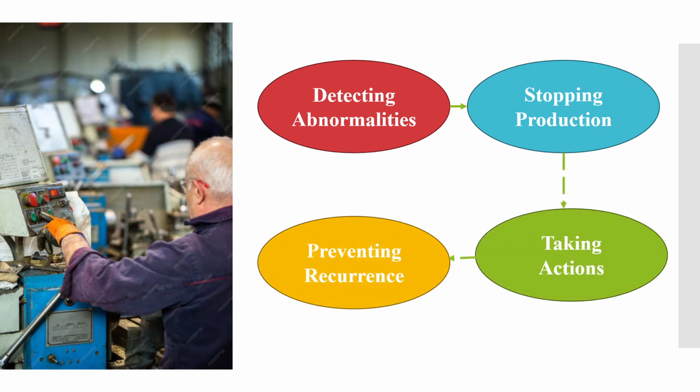And at last, after taking the action, it should prevent recurrence. Means we should take preventive measures so that the same defects or the same abnormality will not occur in future. So my dear friends, the simple steps or the tools for implementation of Jidoka are: first is detection, second is stop of production, third is taking action, and fourth is preventing the recurrence, preventing the occurrence of the scenario.